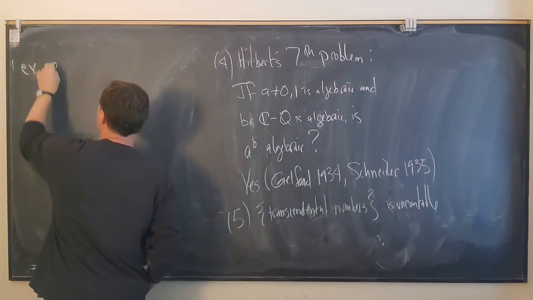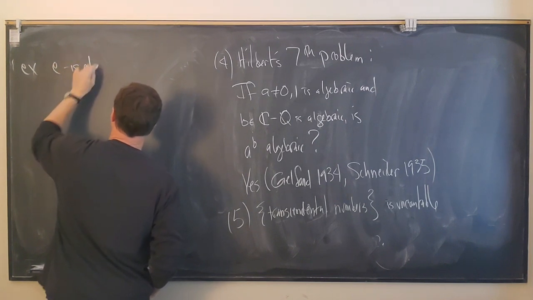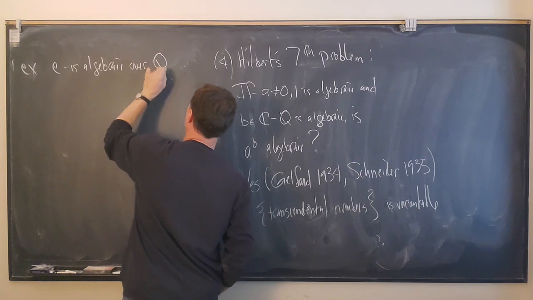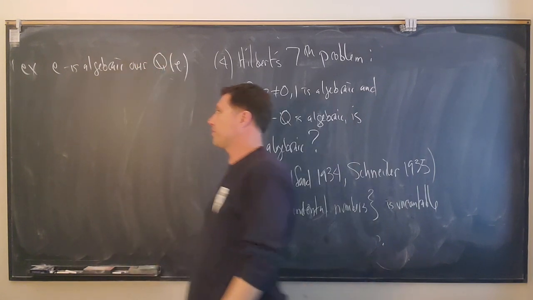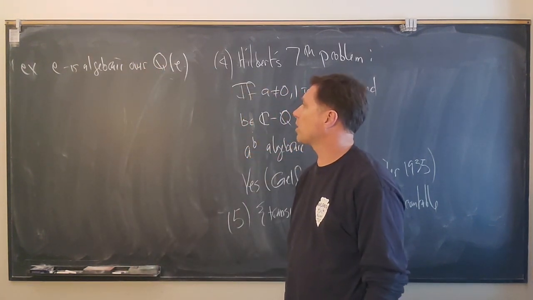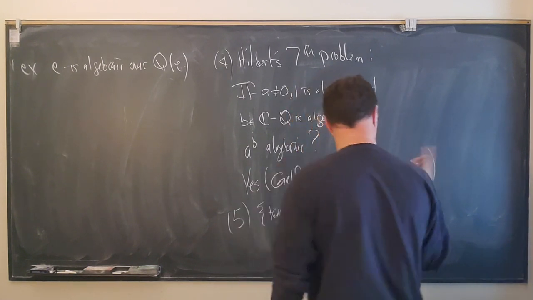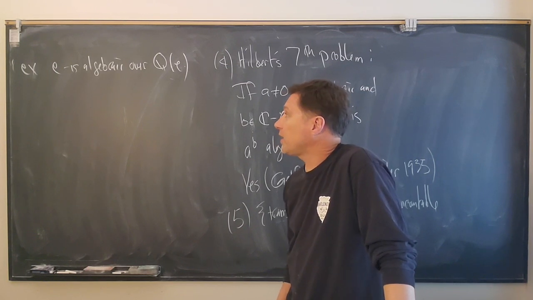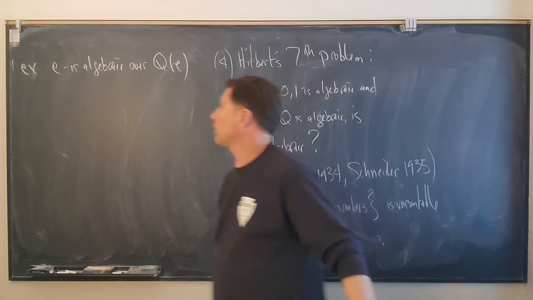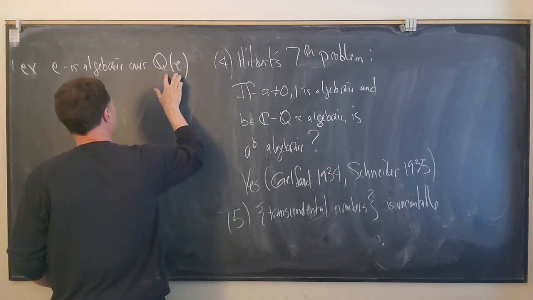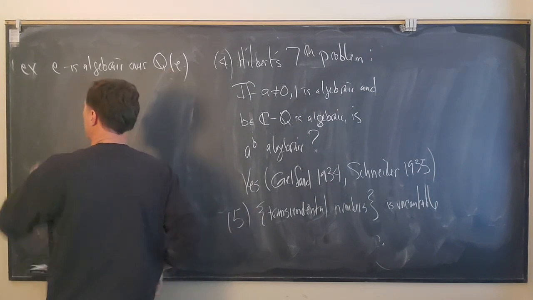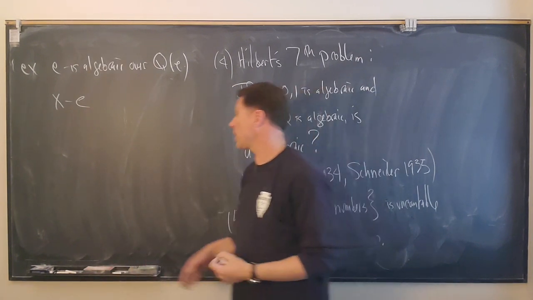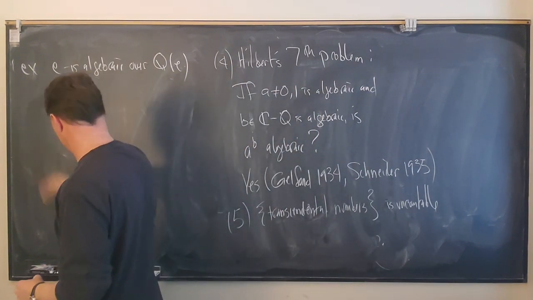Oh, here's another example. E is algebraic over Q adjoin E. So we know that E is a transcendental number, right? But that means transcendental over Q. But it turns out that, well, if you allow your coefficients to be in Q adjoin E, then E is a root of that polynomial right there. So that means it's algebraic over Q adjoin E.